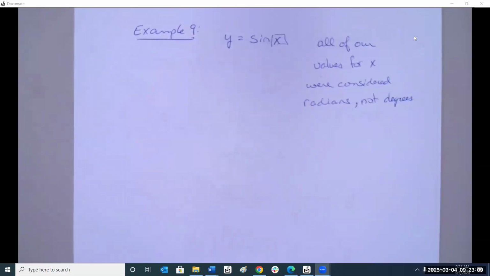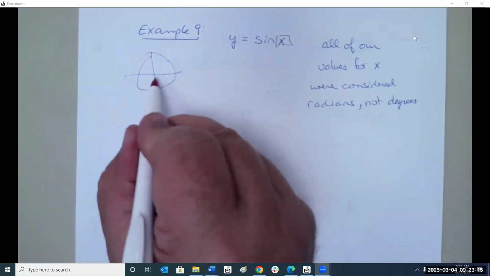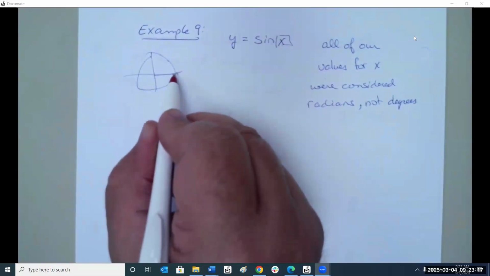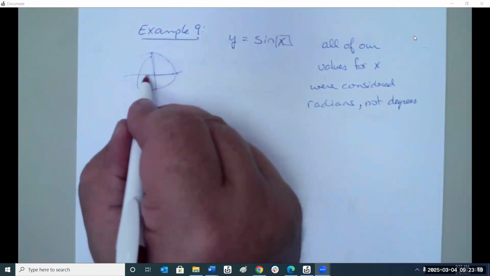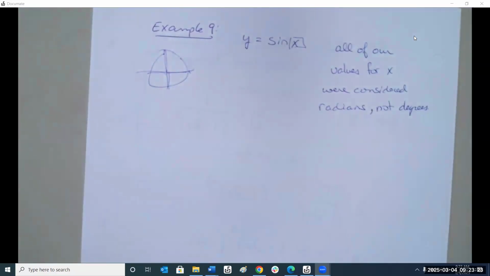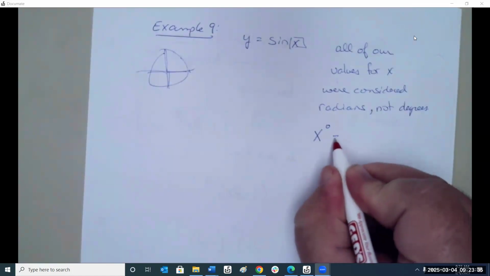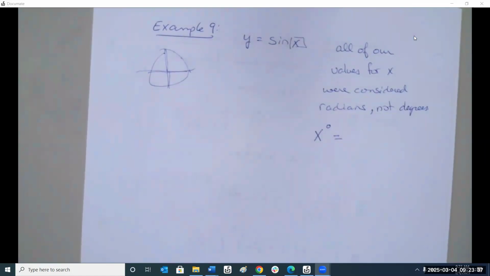Think about it. When we did the unit circle, cosine at 0 is 1, at pi over 2, at pi, 3 pi over 2, 2 pi. We've always looked at radians, but not really at degrees. What if X was given to us in degrees? How do we convert that?